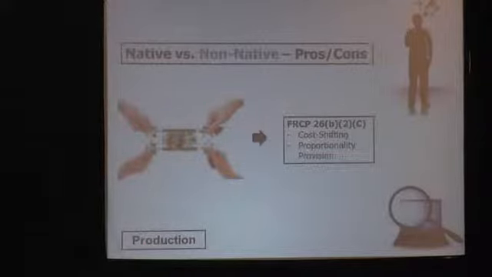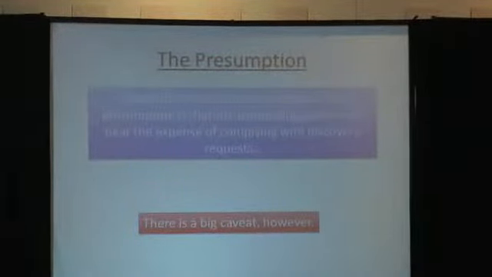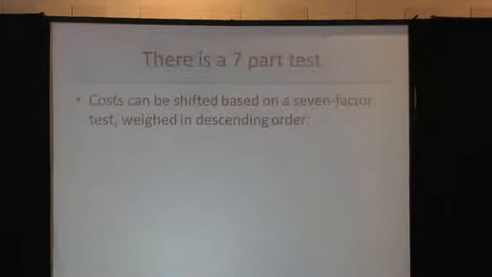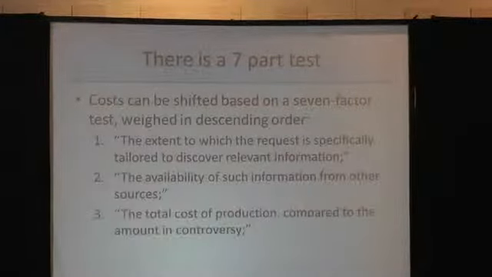All right, so yeah, but I mean the other reason, and then if you use non-native, that's fine. It also goes into whether or not there's going to be cost sharing or whatnot. Okay, so who pays for it? The short answer is it depends. Under the rules of civil procedure, the presumption is that the party who is responding to a discovery request bears the burden of complying with the discovery request. There is a big caveat, however. There's a seven-factor test for determining whether or not you can shift costs.